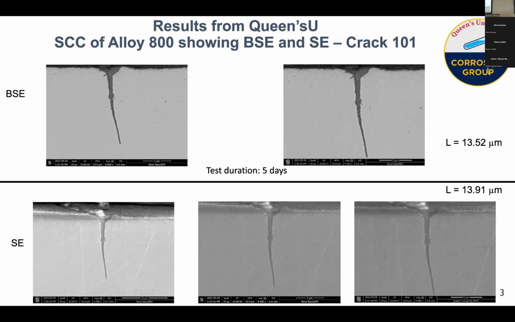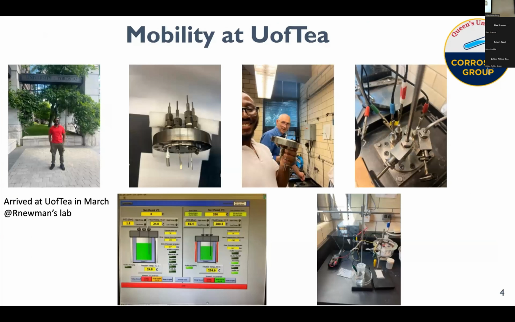The cracks obtained from this study are not actually the type of cracks we're looking at. This is more like a blunt, wide open crack. We're looking at a very thin crack into the material. So that made us leave this test for now, which I'm going to come back to as well. So, my mobility at University of Toronto.